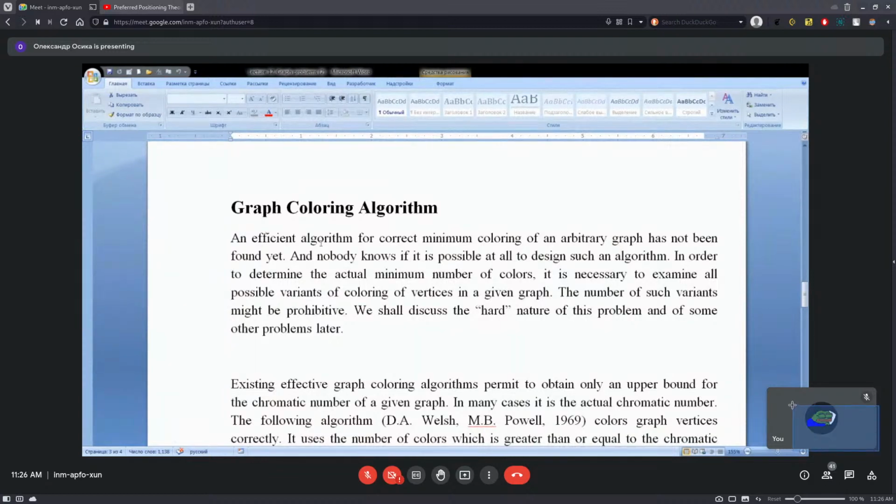An efficient algorithm for correct minimum coloring of an arbitrary graph has not been found yet. And nobody knows if it is possible at all to design such an algorithm. But first, I just want to say a few words about what we mean by an efficient algorithm.